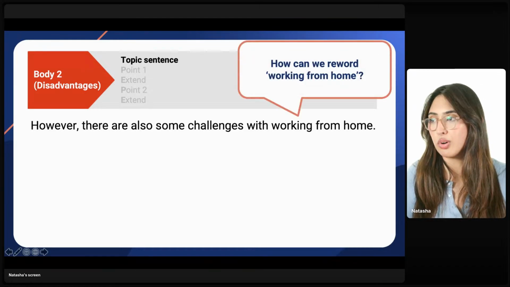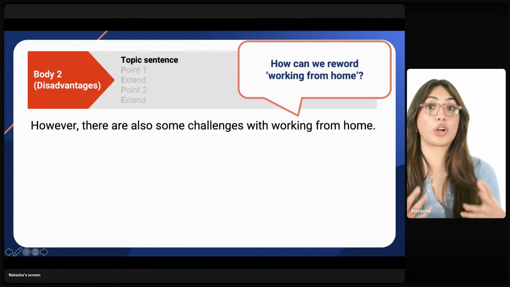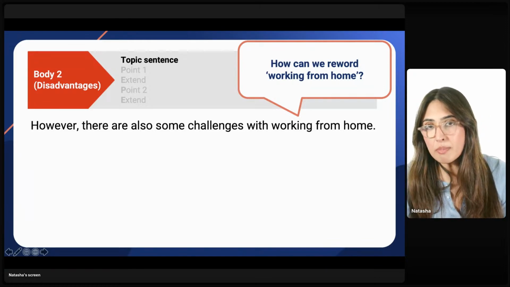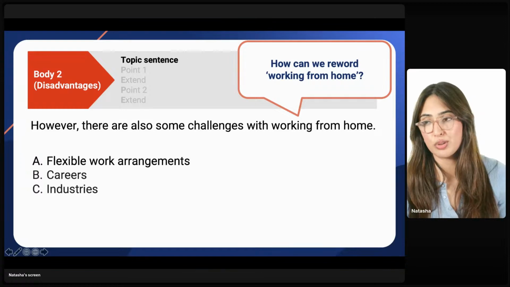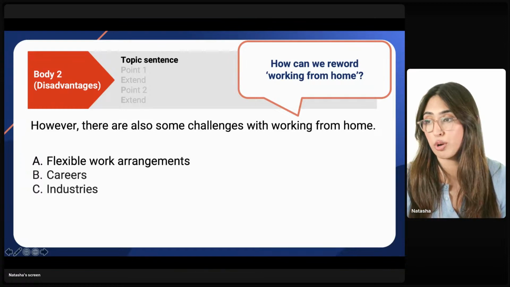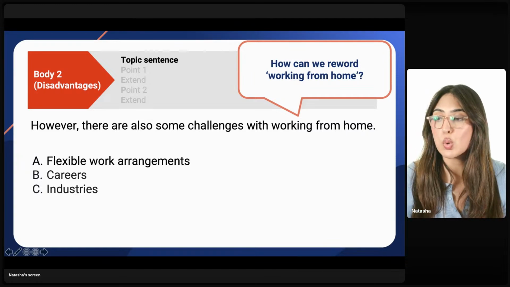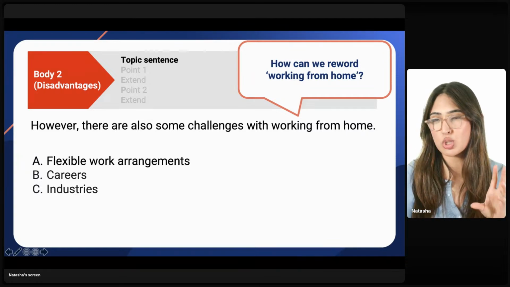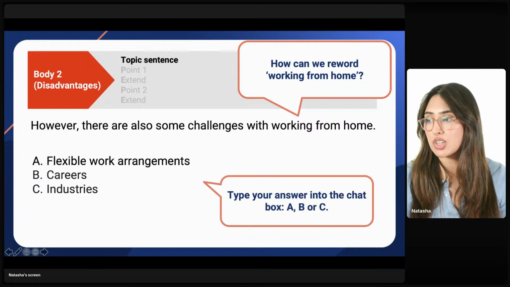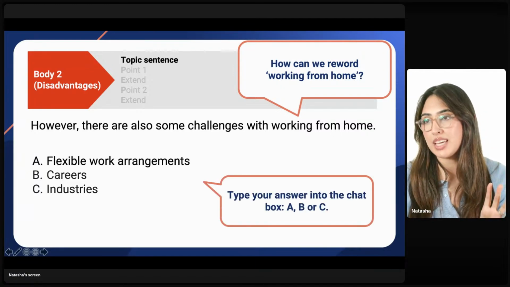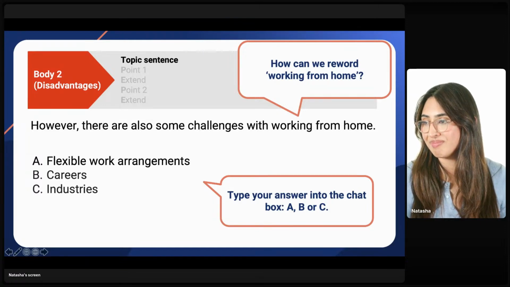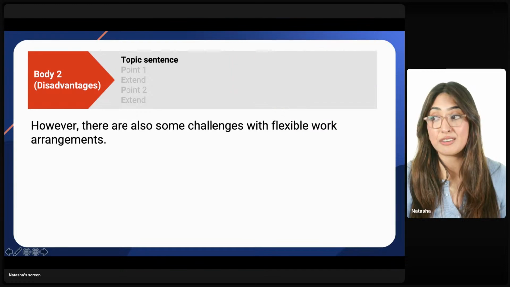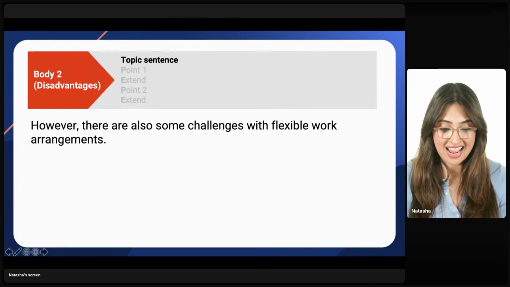Okay, so I've used the phrase work from home or working from home quite a bit. So let's think about a way that we can reword this phrase, working from home. Here are some options for you. Could I say A, flexible work arrangements, B, careers, or C, industries? Which one do you think fits best? Type your answer into the chat box now. A, B, or C, what would be a good option to reword working from home? If you chose A, flexible work arrangements, that's correct.